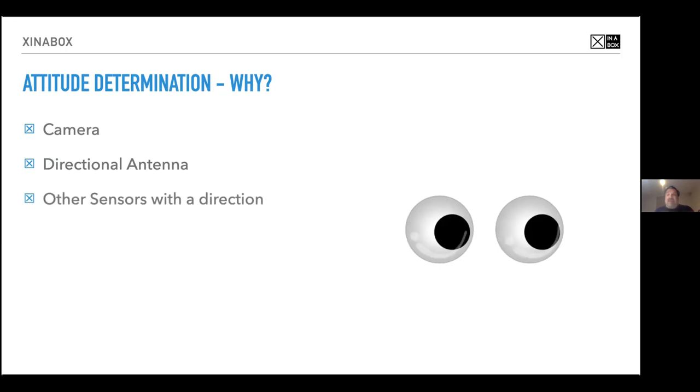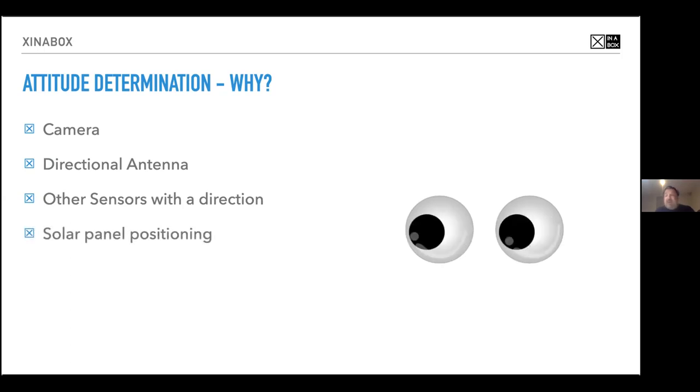You could also have other sensors where it is important for you to know where it points. So you might want, for example, to measure the background radiation in space, but then you want to know that your satellite points into space, because if you collect the data, you want to know that it doesn't point at Earth. But it could be any other sensor where you want to know what the direction is.